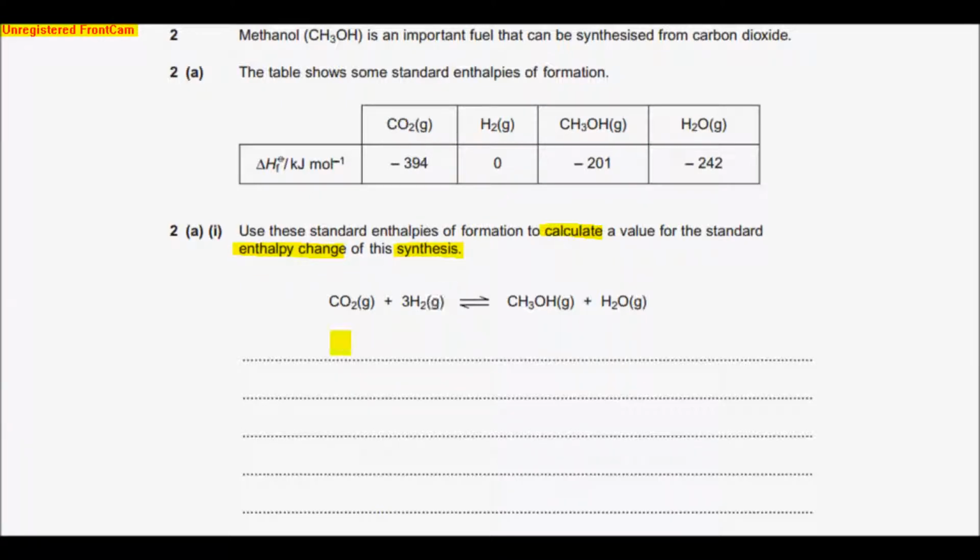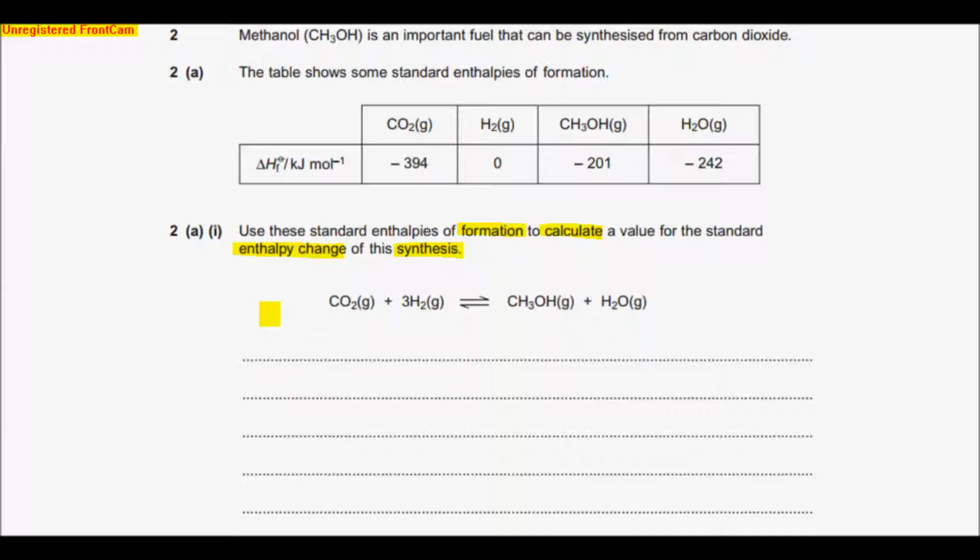And the synthesis we're interested in is this one here, where carbon dioxide and hydrogen are reacted together to form methanol and water. And synthesis is just another word for reaction. Okay, what are we going to use? We're going to use the standard enthalpy change of formation to be able to do this. Okay, so that's our information.